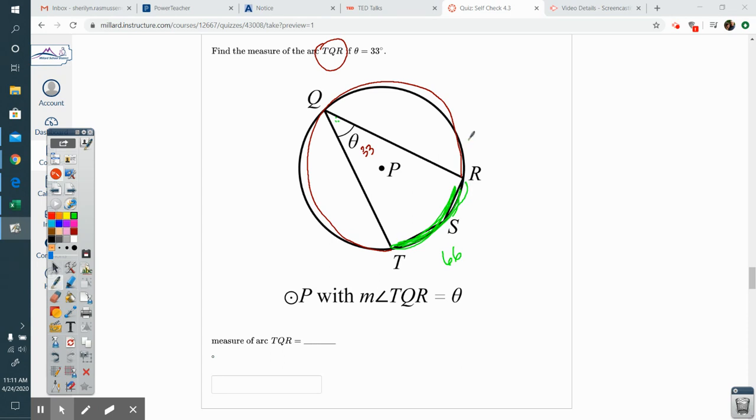Okay, so if this is 66, what is this? Well, the whole circle is 360. So you take 360 and you subtract the portion that you want to take out. You take the whole and subtract the part out of it, and it will get this bigger length there. So 360 subtract 66 is equal to 294. And so that's what would be here. This whole arc from TQR is 294. So you find out this section and subtract it from the whole.